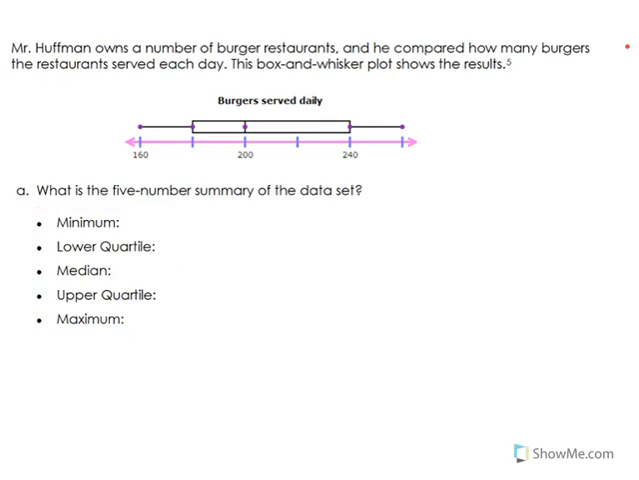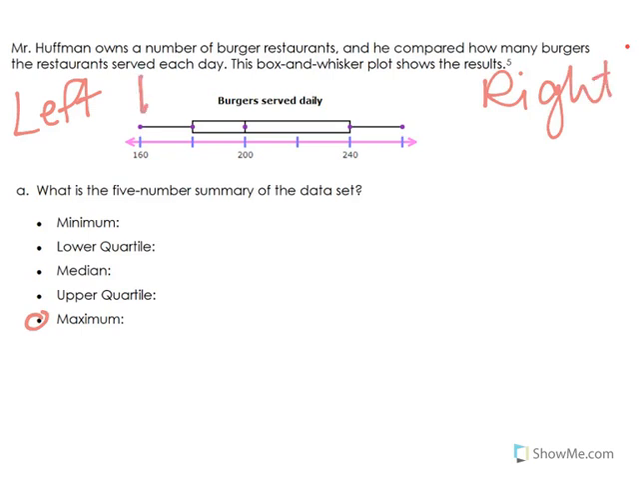The first of the 5-number summary data pieces is the minimum, also known as the minimum extreme. I know that is going to be one of my whiskers, meaning one of the 2 lines that come off either side of the box. The minimum is always going to be on the left side of the data display, and the maximum is going to be on the right. So if I'm looking for the minimum, I see that the furthest dot to the left is just above the value of 160. So I know that my minimum value is 160.